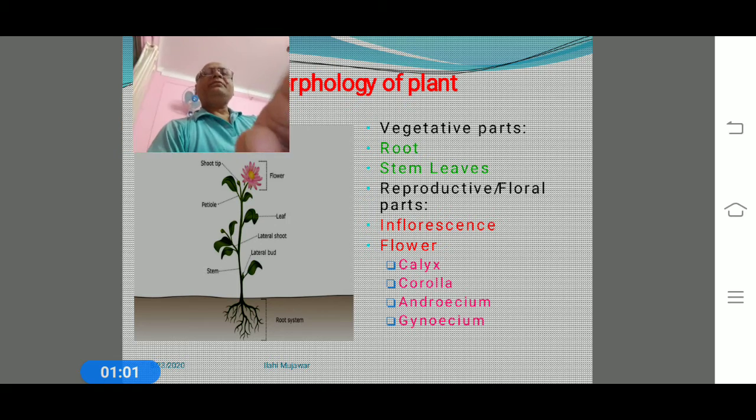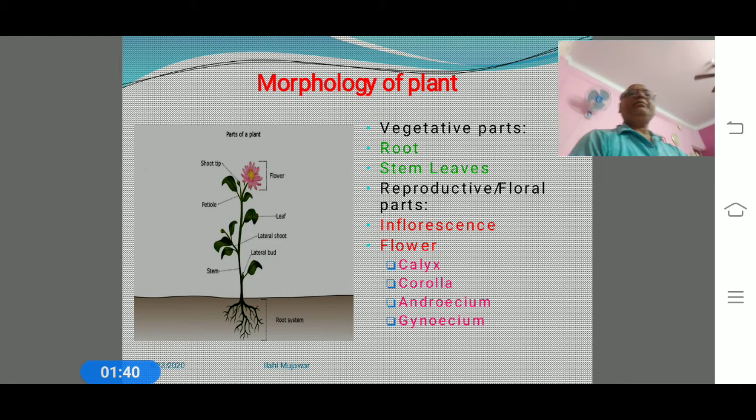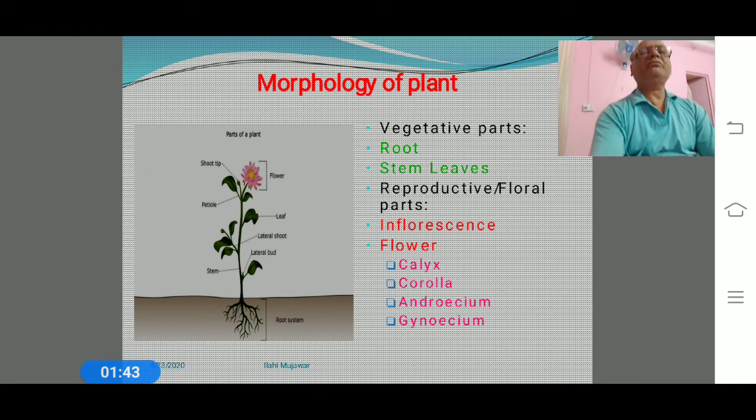Look here. From the morphological point of view, we observe in the slide vegetative parts and reproductive parts, two different parts to study the morphology. In vegetative parts, the root, stem and leaves are mostly studied. Roots are underground, adhere the plant and absorb the water and minerals. So this is the most important one.